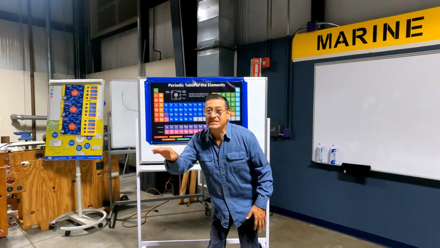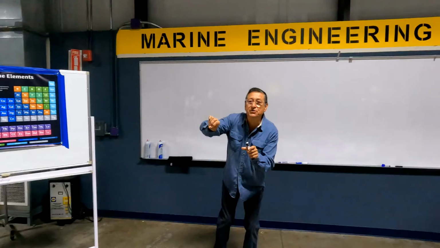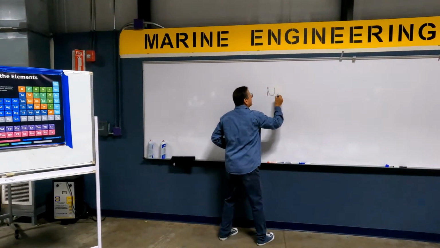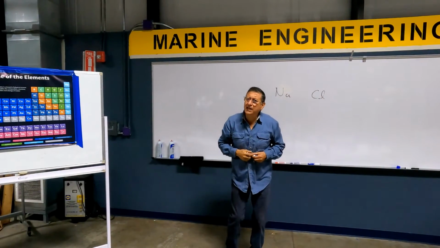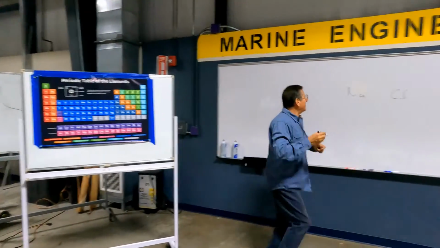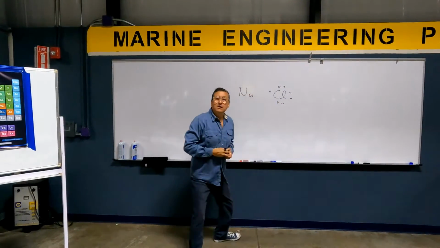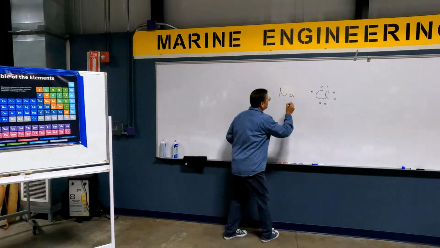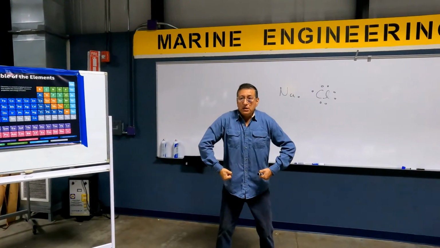Let me explain something. You remember the formula for the salt that you use to prepare food? NaCl: sodium and chlorine. How many electrons does chlorine have in the last orbit? 7. How many electrons does sodium have in the last orbit? 1. Which element between sodium and chlorine has more energy?